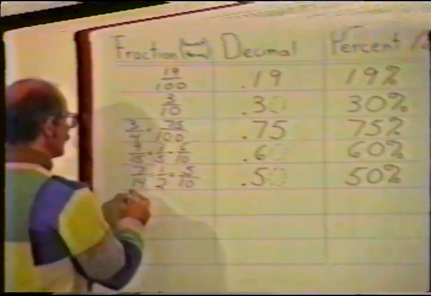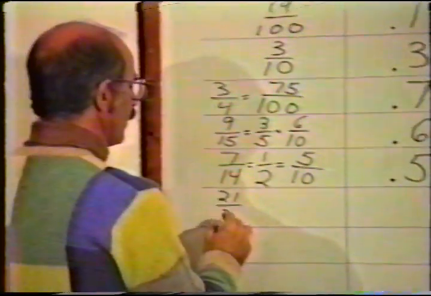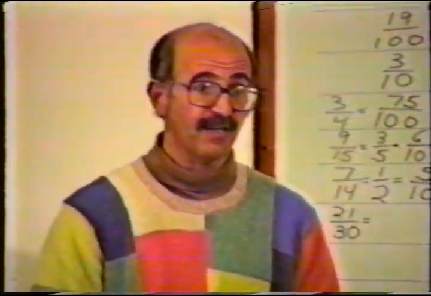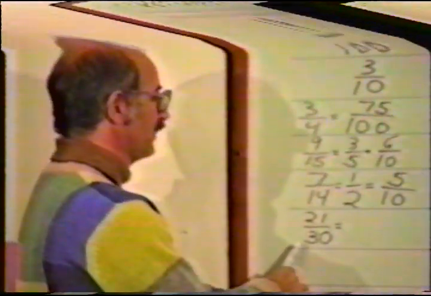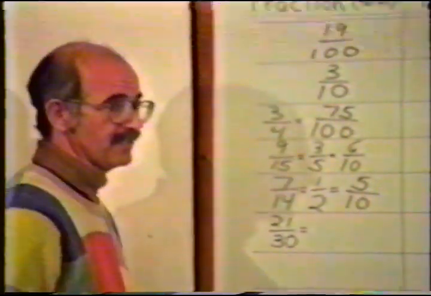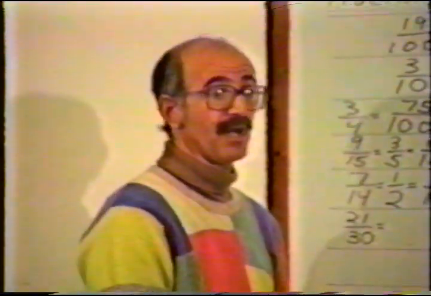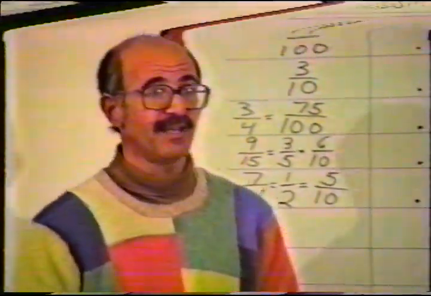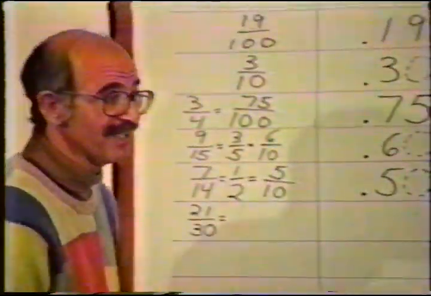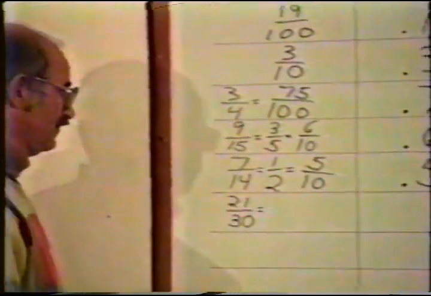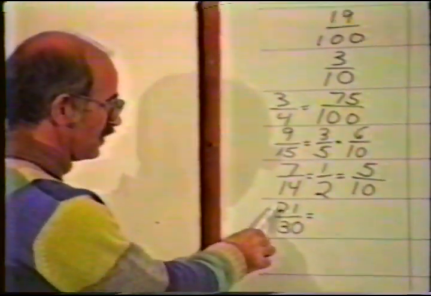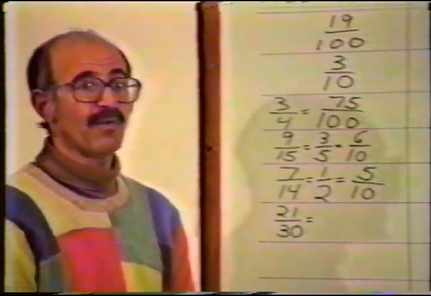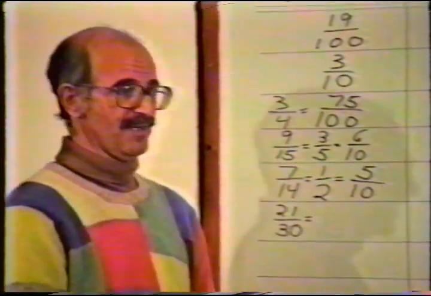The next one is 21/30. We can see that we do not already have 10 or 100 on the bottom. Can we make it 10 or 100 by raising it up to higher terms? No, we can't, but we can reduce it. What would you like to hit them with to reduce it? 7. Well, 7 will go into 21, but it will not go into 30. Try again. What number will go into both the top and bottom numbers?